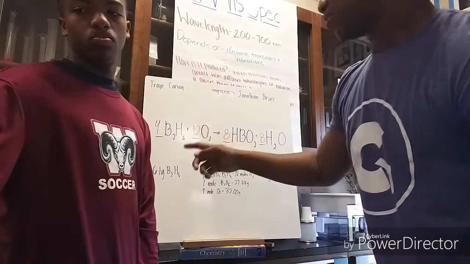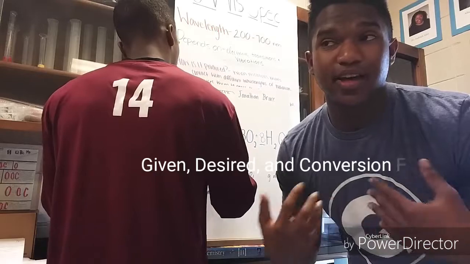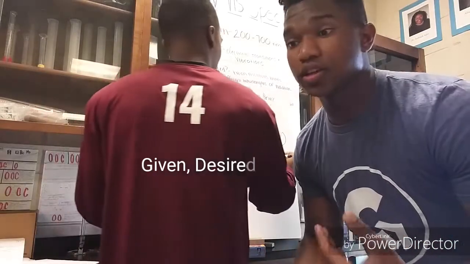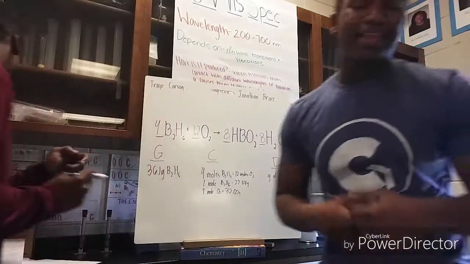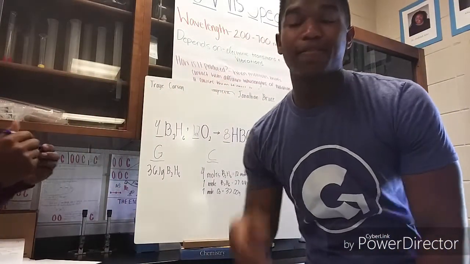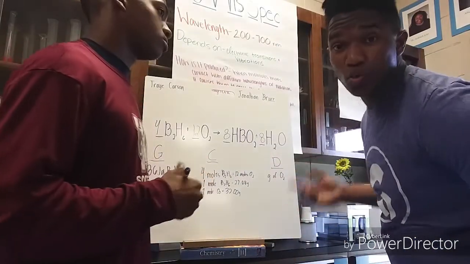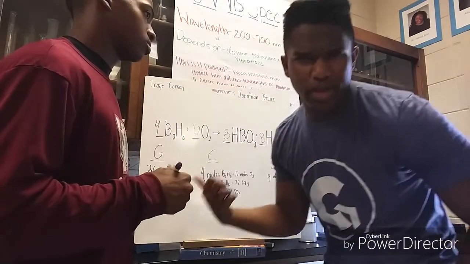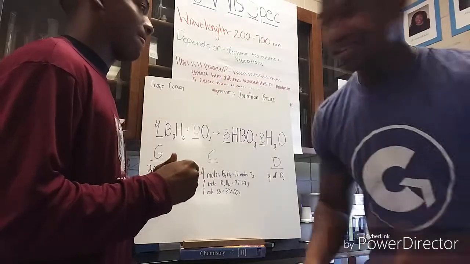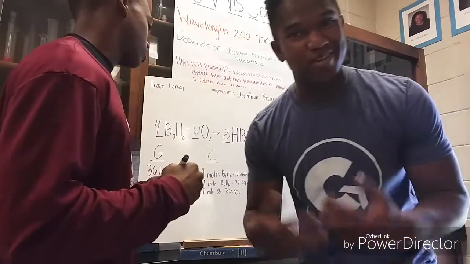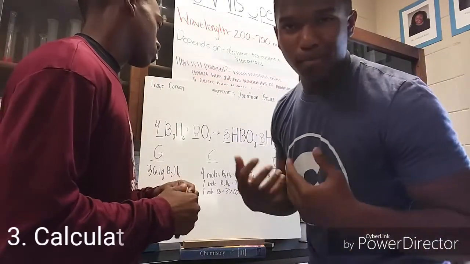Number 2, we have to set up our GCD format. Our GCD format is our given, desired, and conversion factors, which is also going to be our mole ratio. I'll get to that in a minute. The GCD comes into our second step, and that is to determine the desired and the given. The desired is what we want to figure out, and the given is what we have in the problem. So what we want to do is determine the mass of oxygen gas with 36.1 grams of B2H6. That's what we have.